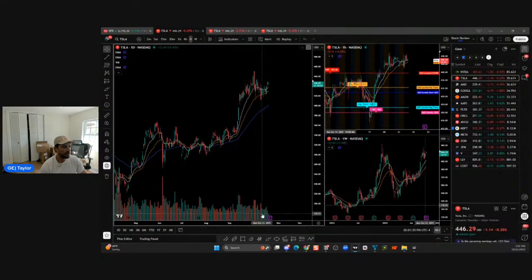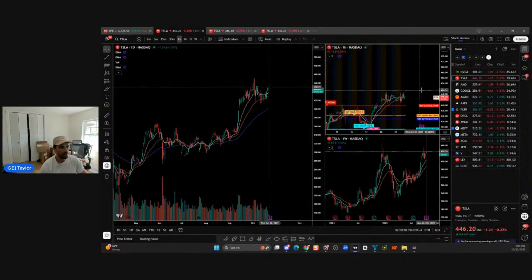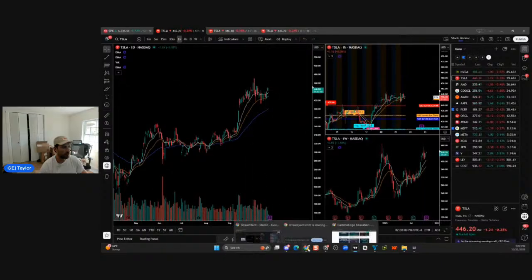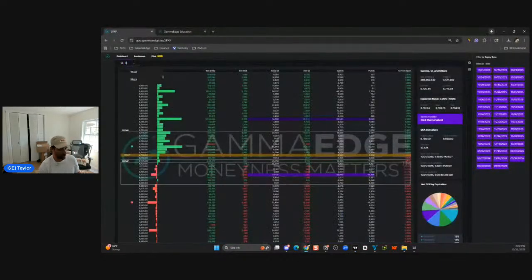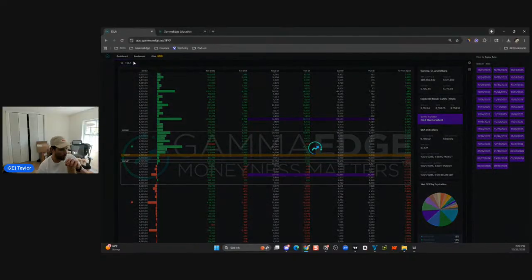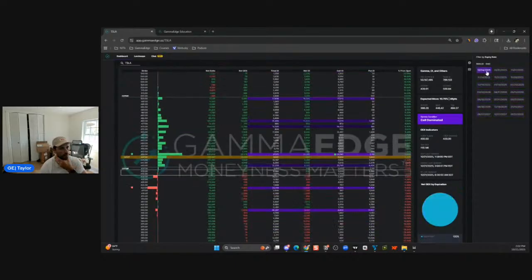Tesla's fine. It has earnings tomorrow, so it's just an inside day. Really not a ton to say there. We do have earnings tomorrow, so I'm not super keen to participate in this stock right now. Let's just pull it up real quick. This is our web app, just a visualization of options market positioning right now. So there's a ton of positioning right here at 450, where it is right now.